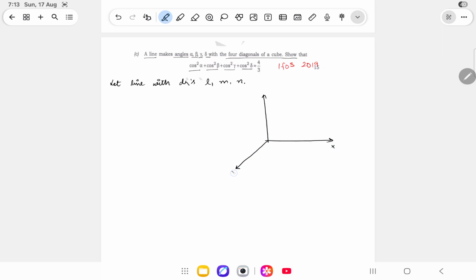So let us just draw a cube to see the 4 diagonals and their direction ratios. This is my x-axis, this is my y-axis, and this one is my z-axis. So if I draw a cube here, so this is my cube. Let the length of each side be A.